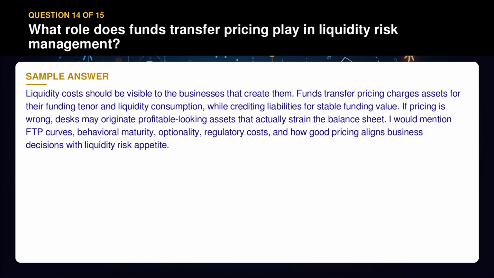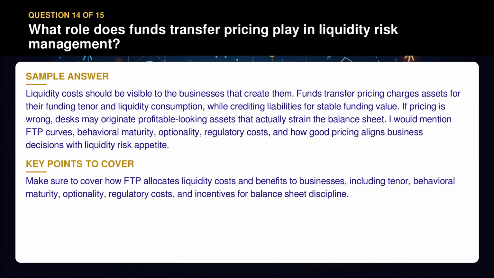Make sure to cover how FTP allocates liquidity costs and benefits to businesses, including tenor, behavioral maturity, optionality, regulatory costs, and incentives for balance sheet discipline.